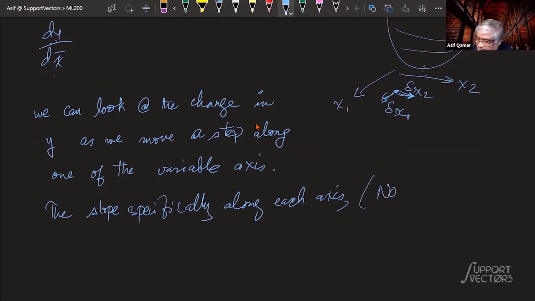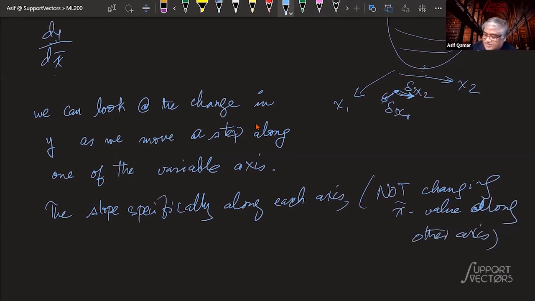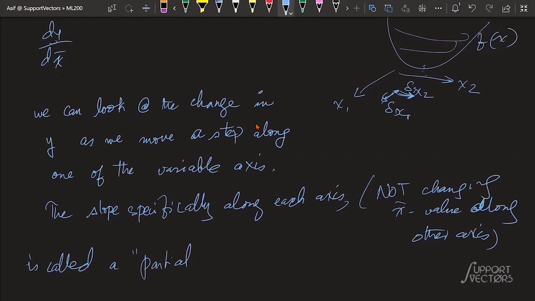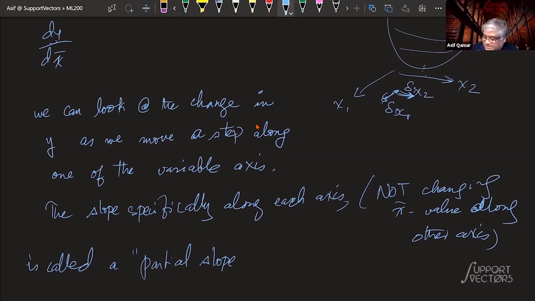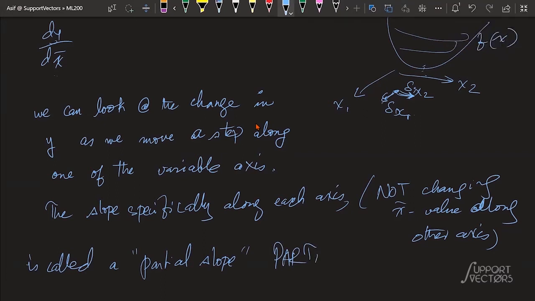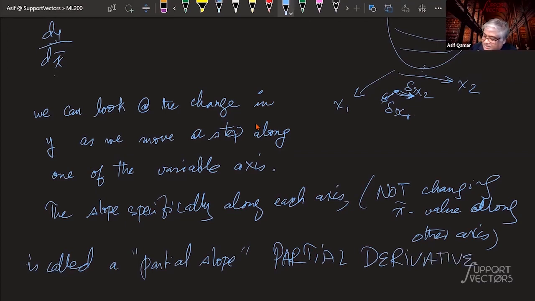That's an important criterion: not changing the x value along the other axis. It's called a partial slope, a sort of partial derivative. It's just a slope if I just change x1. So how much the value changes is the partial derivative. Yeah, partial derivative, that's what it's called. This is what a partial derivative is.